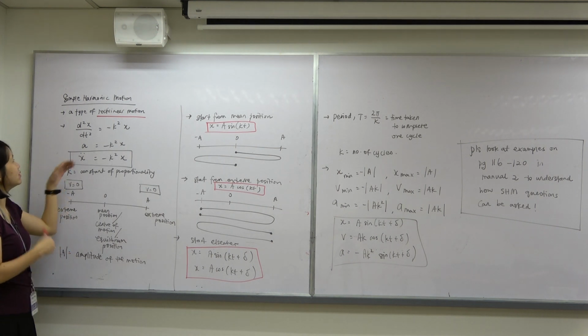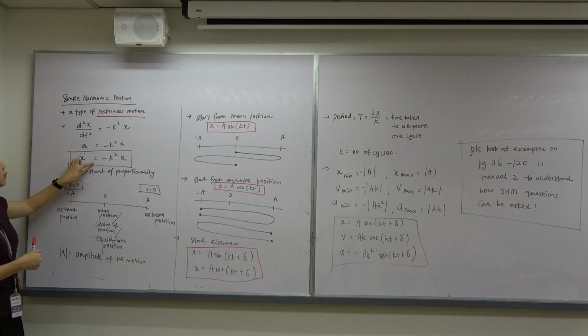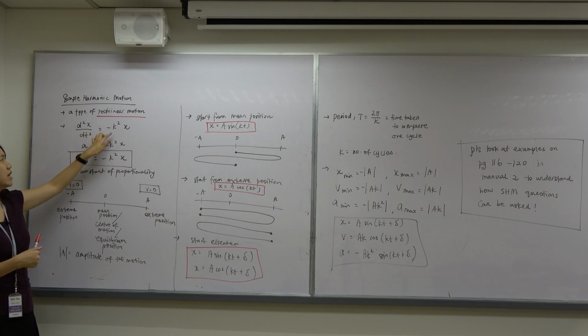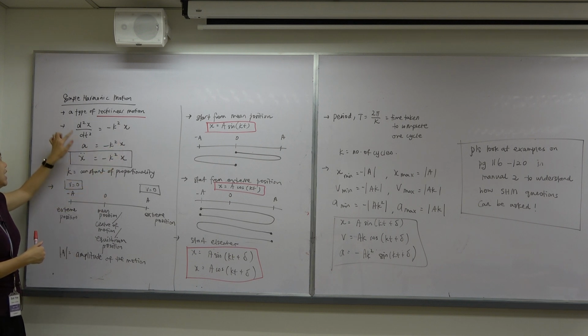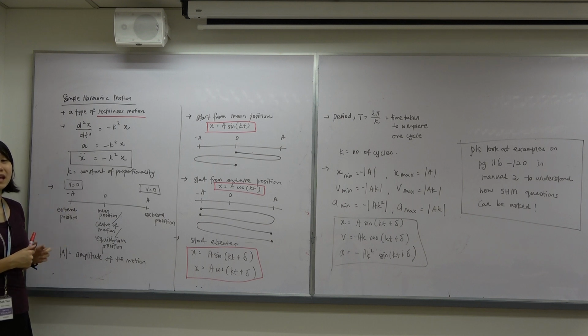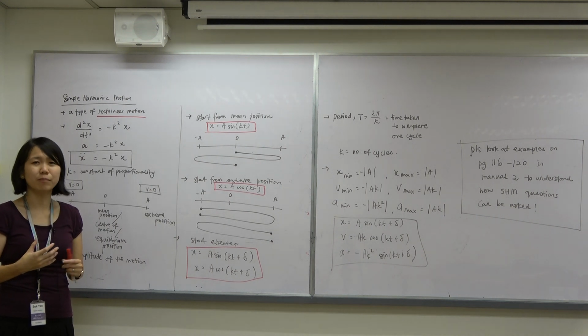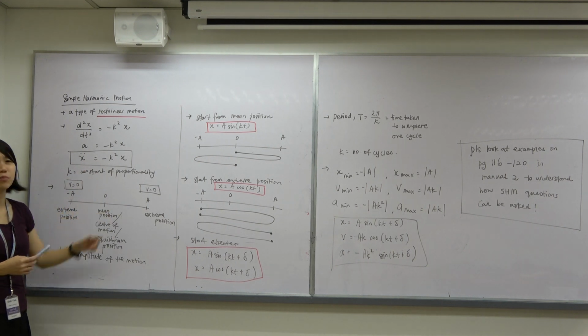Simple harmonic motion is represented by the equation x double dot equals negative k square x, or a equals negative k square x, or d square x over dt square equals negative k square x, x being displacement, x double dot, a, or d square x over dt square being acceleration. When you look at a equals negative k square x, it simply means your acceleration will be proportional to your displacement, but both will be in opposite directions. Your k is the constant of proportionality.